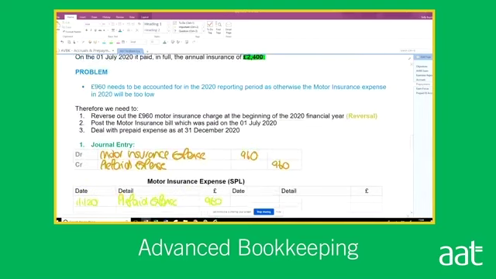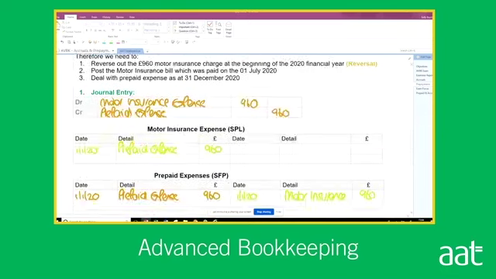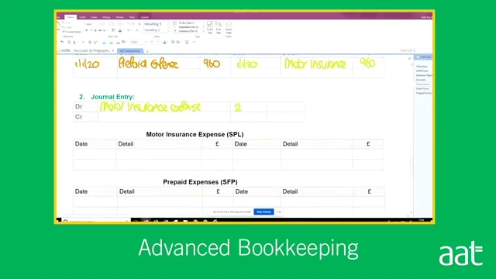And that was for, I think it was 2,400. Yep, it was. So 2,400, and I'm now going to credit, obviously, the bank, or however I'm going to pay for it. I'll say it's bank because it did say pay, 2,400.